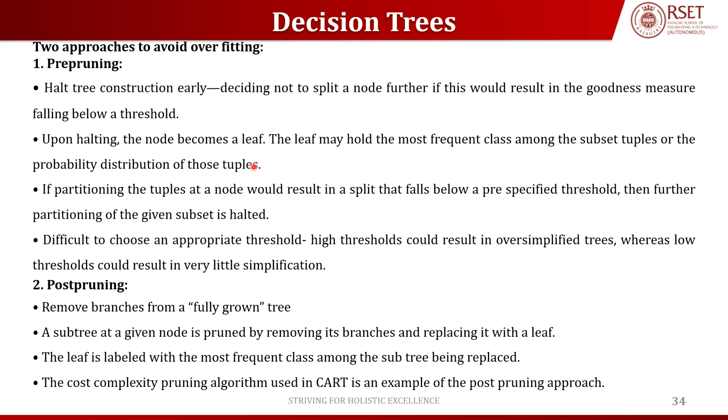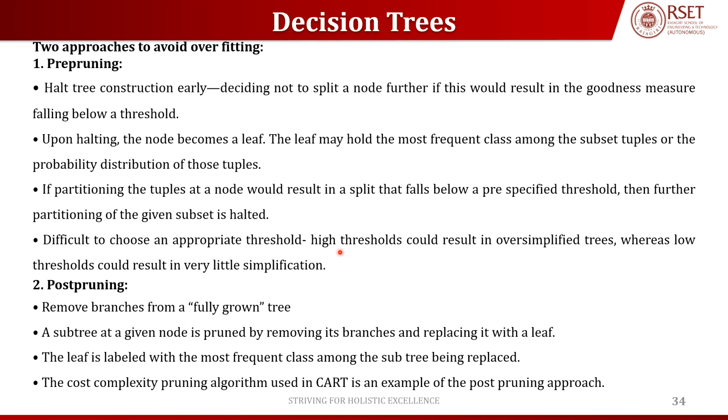As a tree is being built, the algorithm checks a stopping condition before splitting a node. A common condition is a threshold on the goodness measure like information gain or Gini index. If a split would not result in a significant enough improvement in the purity of the nodes, that is, if it is falling below a particular threshold, then the algorithm stops splitting that branch. So the result is that the node that would have been split becomes a leaf node. So this leaf is then labeled with the most common class among the data points it contains.